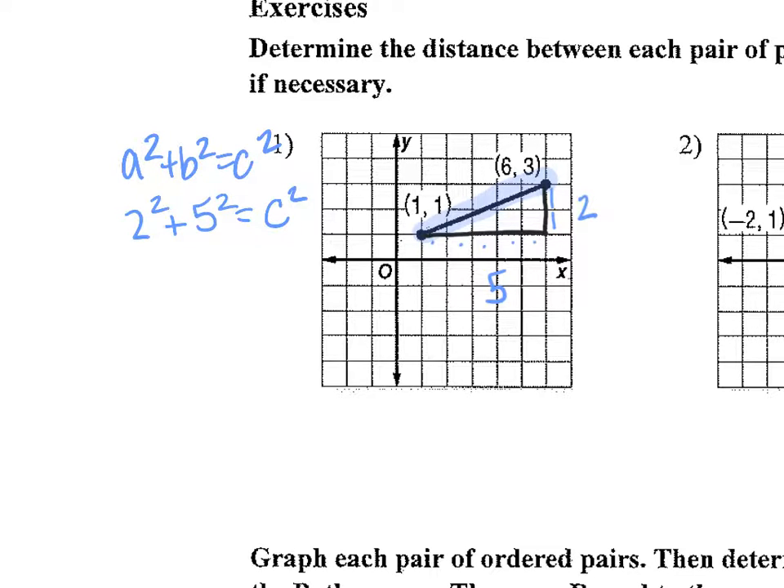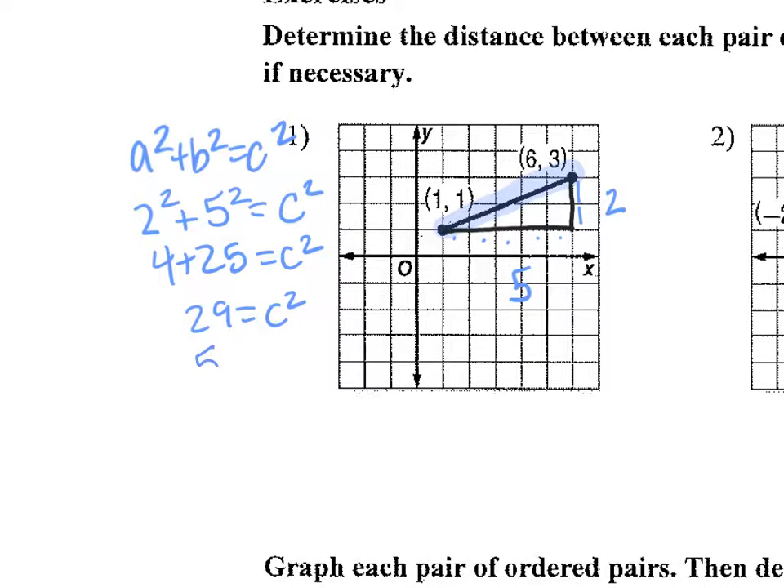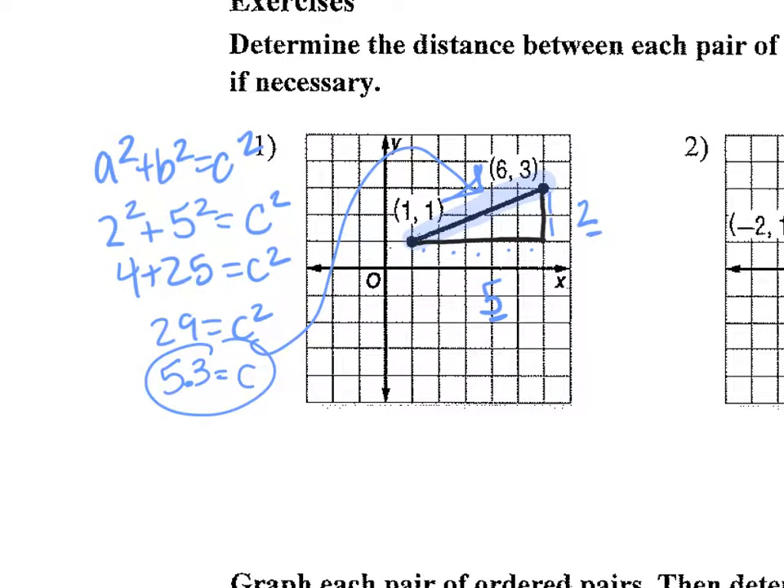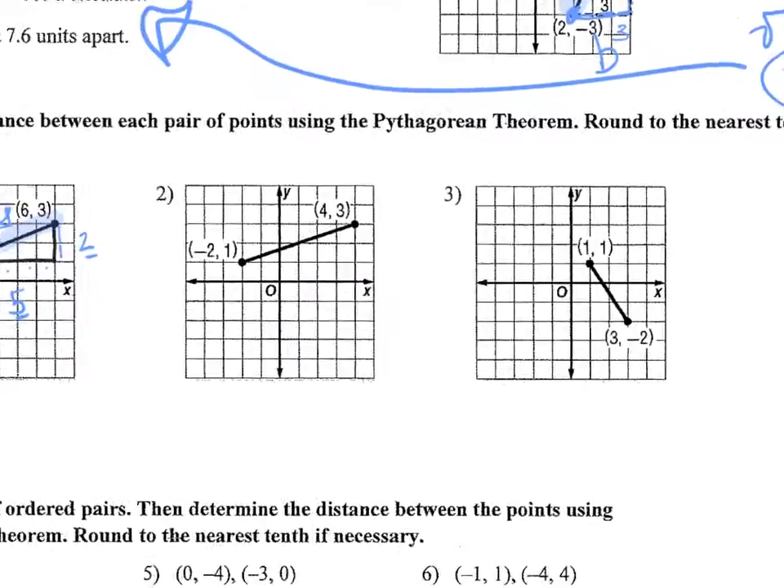And then I don't know. Okay, so we got 4 plus 25. So let's see what we get. Oh, 5.3. Okay, so that's the distance here. And it should be pretty close to your leg length. So just remember that. It should be the biggest number, but it should be in the same range as these two. Okay, so 5.3, that's pretty close.